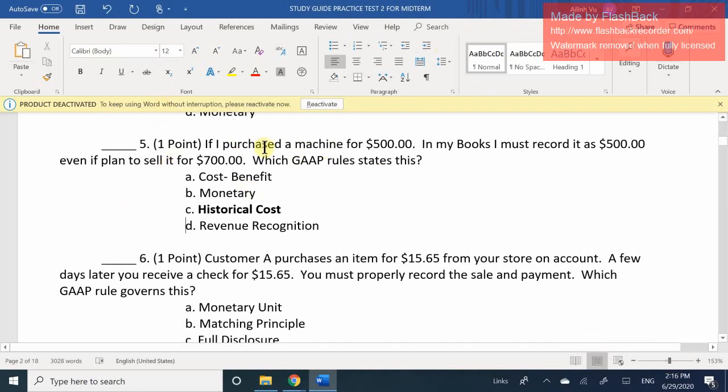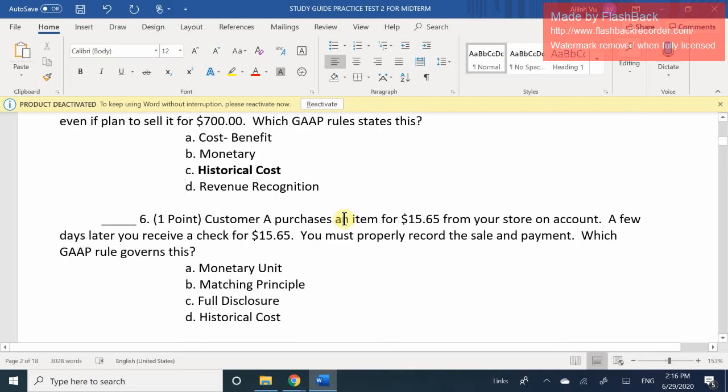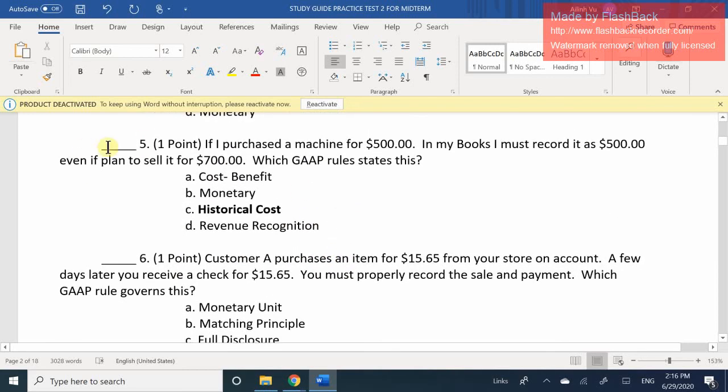How do you journalize the extra $200? That is revenue recognition. But yes, you always, always, always, forever need to record anything and everything at historical cost. So again, cost benefit isn't it, because cost benefit is when you're given two choices.